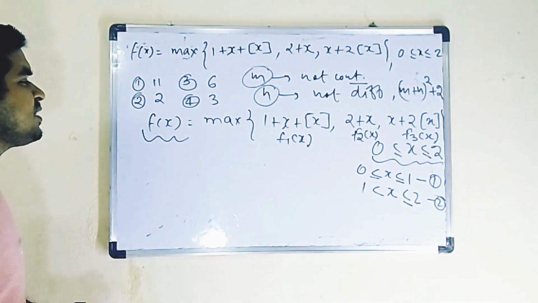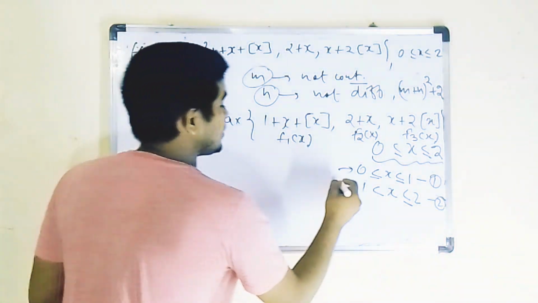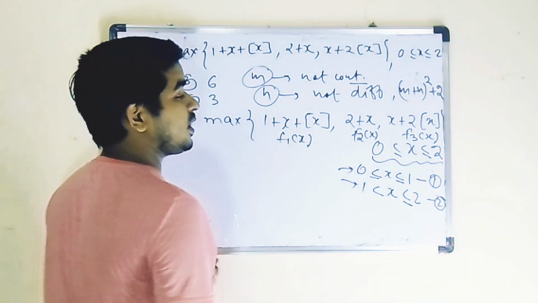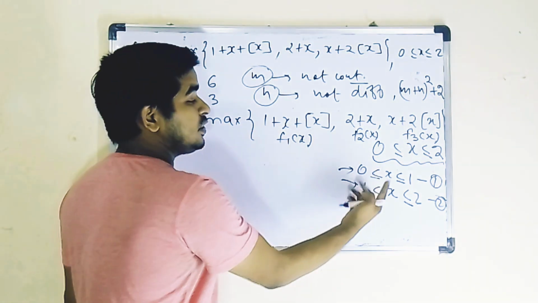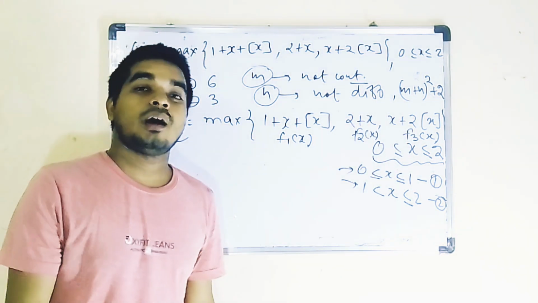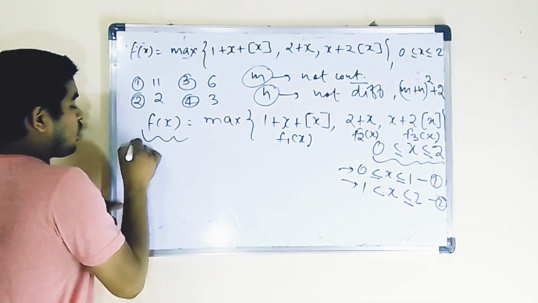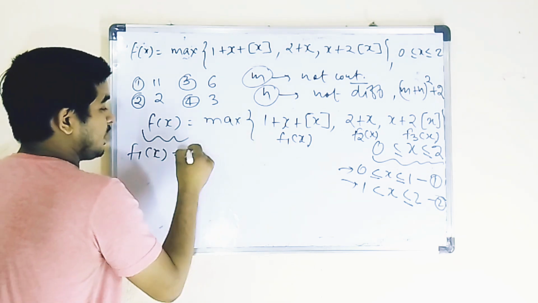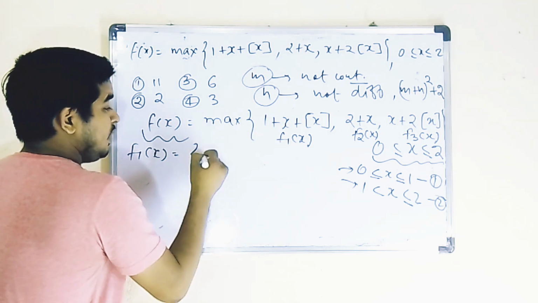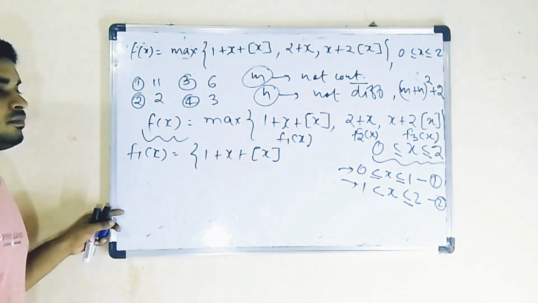So what I am saying now is, for this interval and this interval, we need to calculate f1x. For these intervals we need to calculate f2x, and for these we need to calculate f3x. Then after that, I will see what to do. So now, if I talk about f1x, what is f1x? F1x is exactly 1 plus x plus the greatest integer function of x.